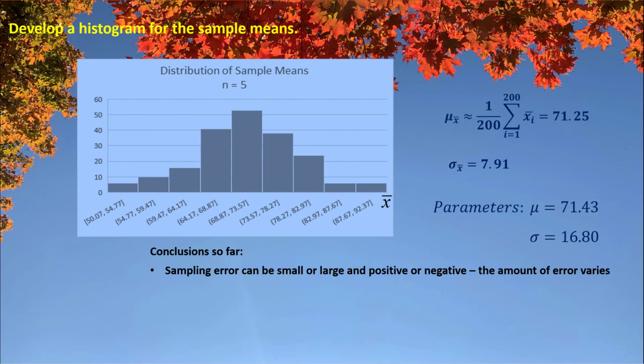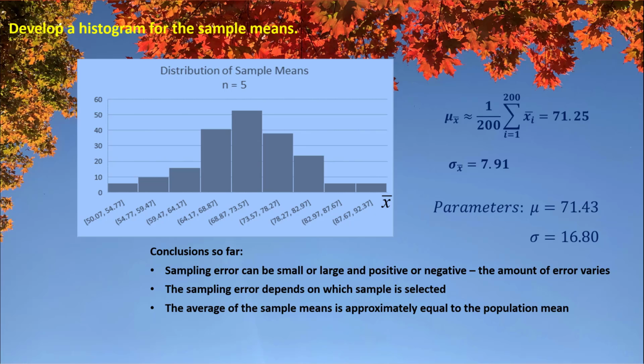Sampling error can be small or large, can be positive or negative. The amount of error varies. The sampling error depends on which sample is selected. The average of the sample means is approximately equal to the population mean. That's what we just observed here.